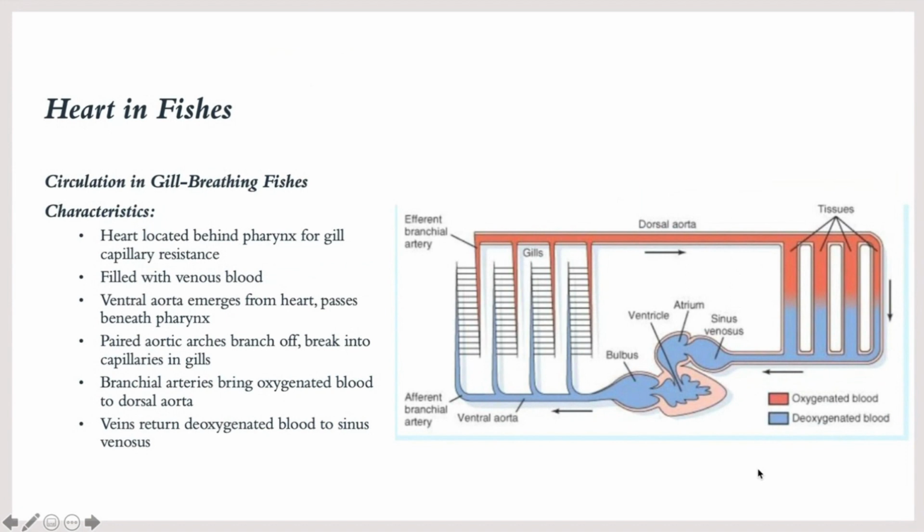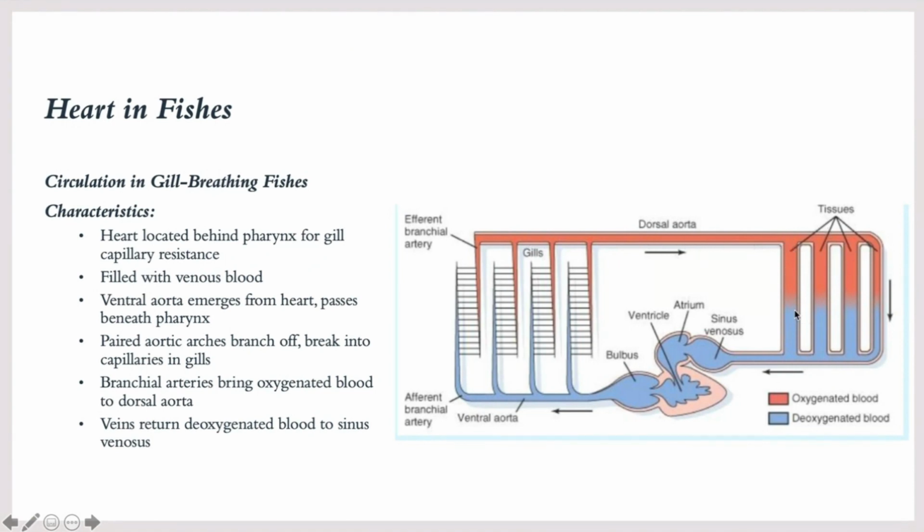Now, the way that circulation works in fishes is, firstly, they use their gills. They take in water from their mouths, and then this water passes through their gills, and the gills are able to extract oxygen from that water. So you can see that here. Their gills connect to the efferent branchial artery, which carries oxygenated blood through the dorsal aorta, and it is then sent to the tissues.